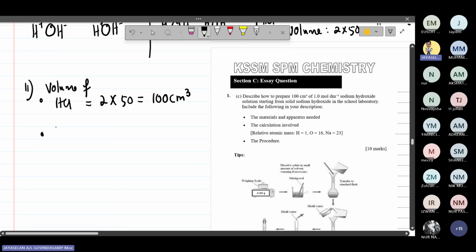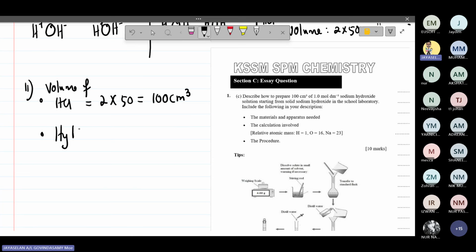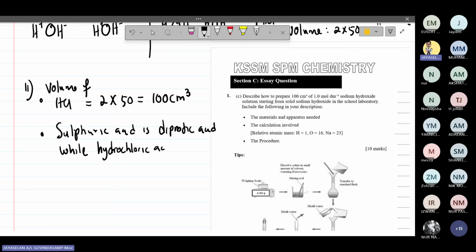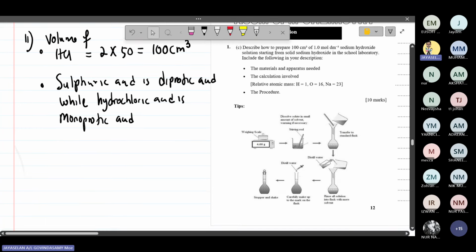Okay, second mark. In the experiment they use what acid? Sulfuric acid, right? So you put here. So how to answer the explanation? You put sulfuric acid is diprotic acid. Why? They ask you to predict what acid? Hydrochloric acid, right? Hydrochloric acid is monoprotic acid. You already score another mark.